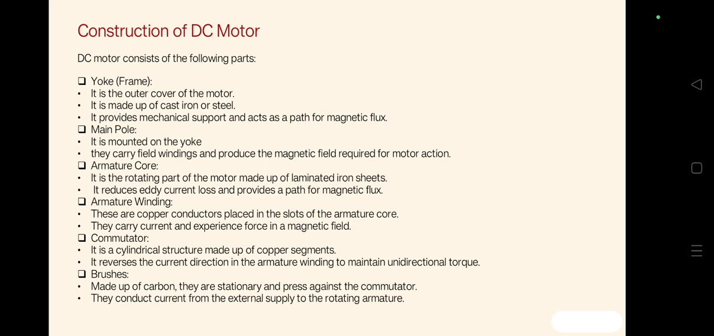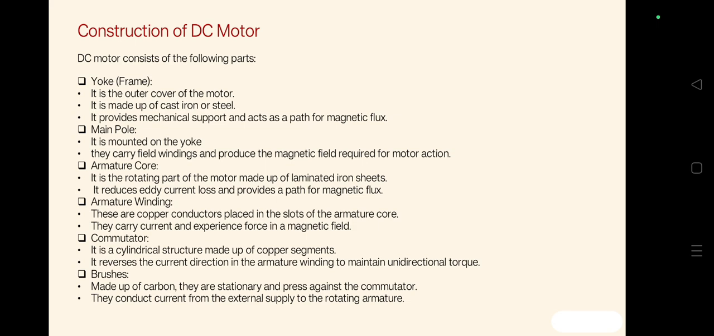Main poles. The main poles are mounted on the yoke. They carry the field windings and produce the magnetic field required for motor operation. Each pole has a north and south polarity, which is very important for motor action. Without poles, magnetic field will not be created.